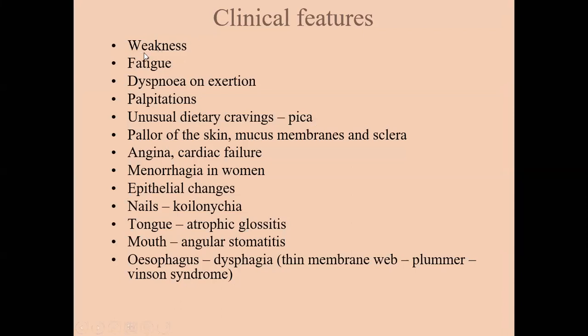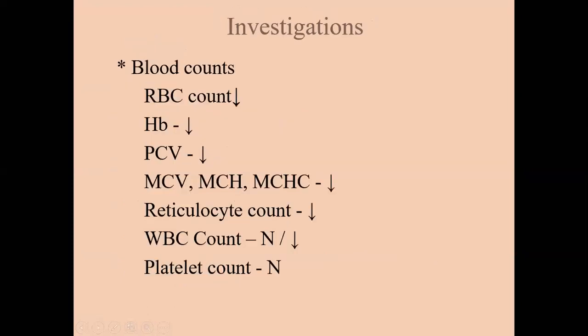So clinical features, of course, you know, weakness, fatigue, dyspnea on exertion, palpitation because the heart tries to beat fast. Unusual dietary cravings like pica, they eat sand, mud, all those things. Pallor of the skin, mucous membranes, sclera, angina, chest pain, cardiac failure. Then menorrhagia in women, that will add up to the anemia more. Then epithelial changes. Nails will show spoon-shaped nails. Tongue shows atrophic glossitis, smooth tongue. Then at both ends of the mouth, there will be ulcers called angular stomatitis. In the esophagus, there may be a thin membrane formed called Plummer-Vinson syndrome.